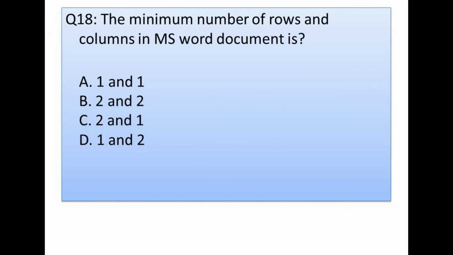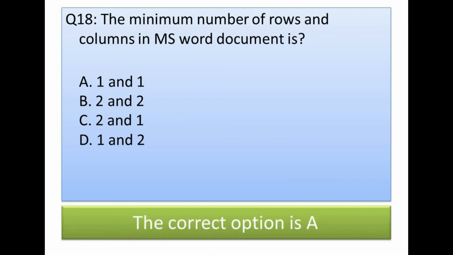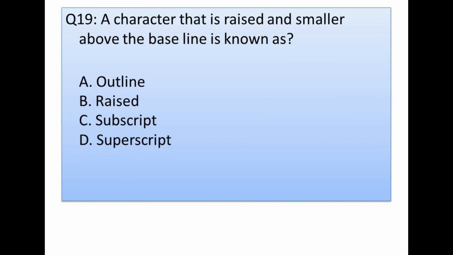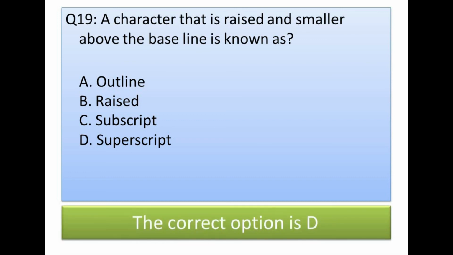The minimum number of rows and columns in a MS Word document is 1 and 1, 2 and 2, 2 and 1, 1 and 2. So the correct option is A. A character that is raised and smaller above the baseline is known as outline, raised, superscript, subscript. So the correct option is D.